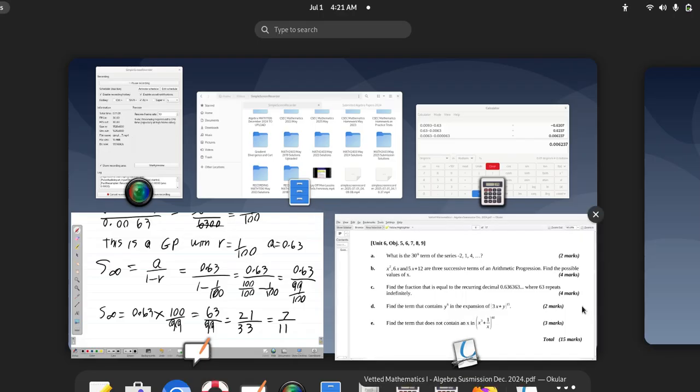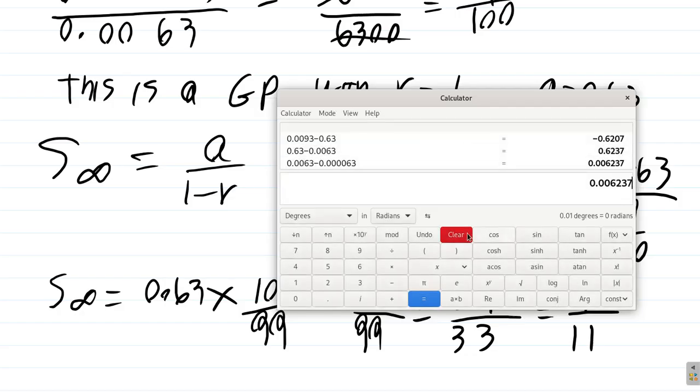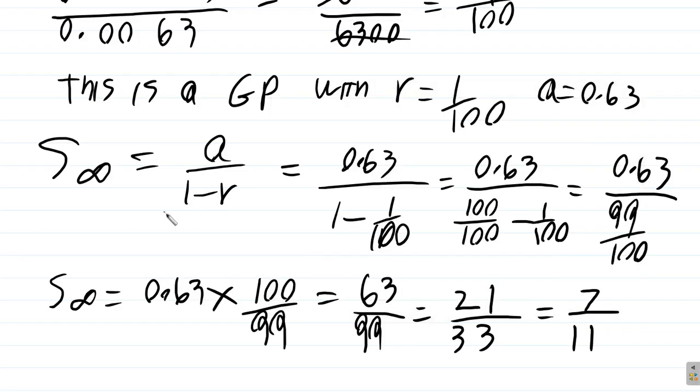Let's test it. Is 7 over 11 equal to 0.6363636363 and so on? Let's see. 7 over 11 equals 0.6363636363 and so on. Good, good. So we got that.